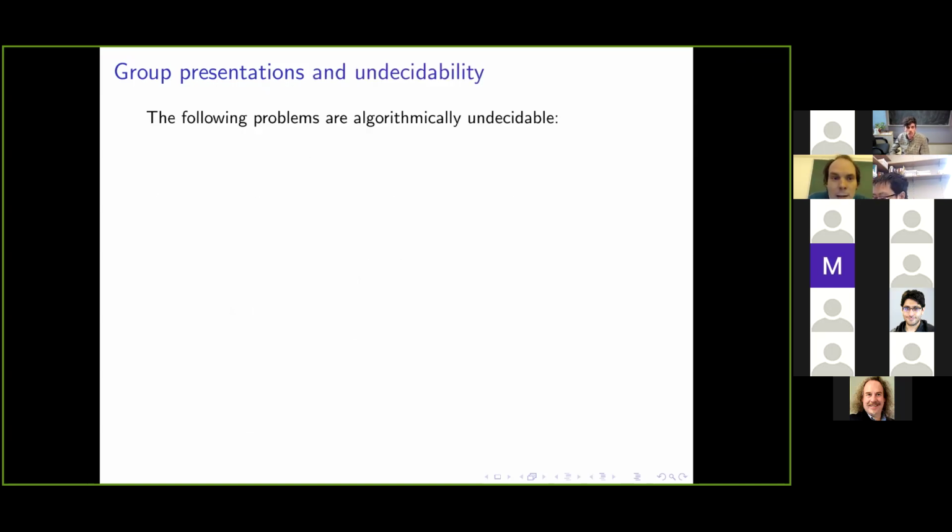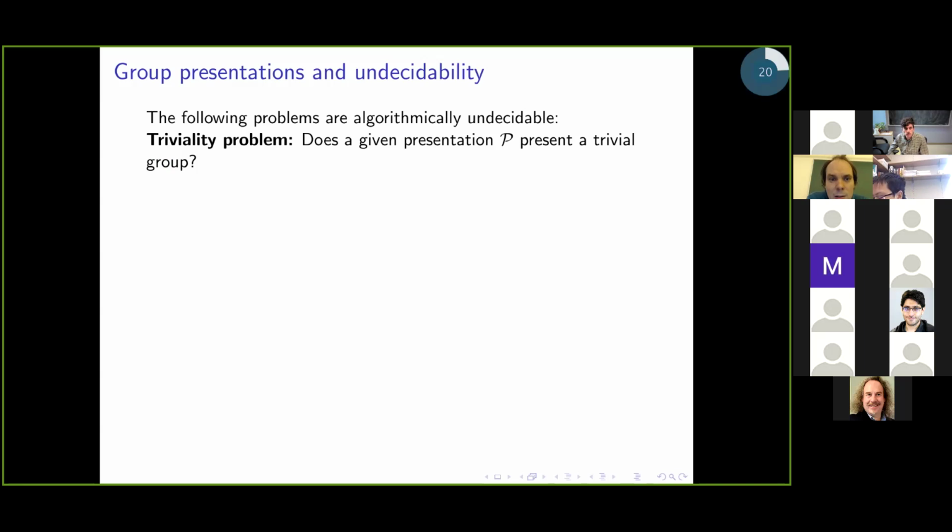If I talk about group presentations, basically the main tool for any undecidability result in topology is undecidability results in algebra, and more specifically for group presentations. So I will need the following two problems. The first one is the triviality problem. This is the question, if I am given a presentation, whether it actually presents a trivial group. And even if you ask this simple question, this is algorithmically undecidable.